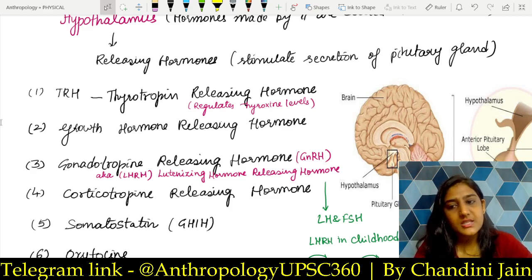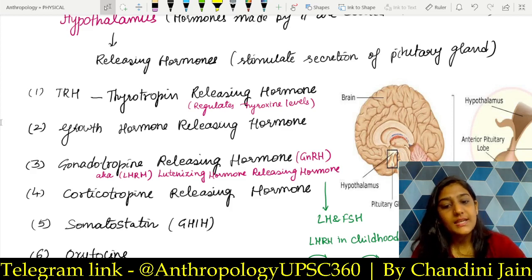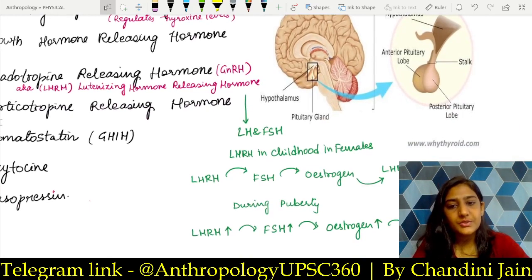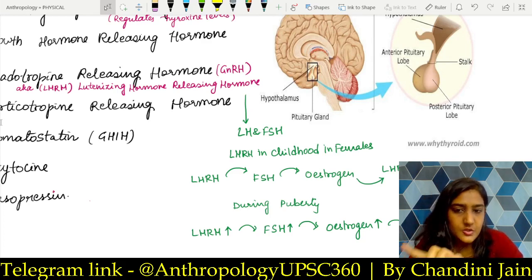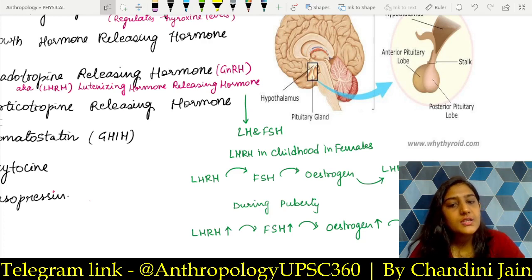Then GHRH, that is growth hormone releasing hormone. It allows you to release the growth hormone. Then comes the GnRH, which is also known as LHRH. Now this is very important that you can write in your 11th unit. LHRH is present because hypothalamus is there since your birth, right? So this LHRH will also be there since your childhood, especially in the females. But it is just present, so it will stimulate FSH to be produced. FSH stimulates estrogen to be produced, but estrogen levels are not so high that they generate LHRH to hit puberty.